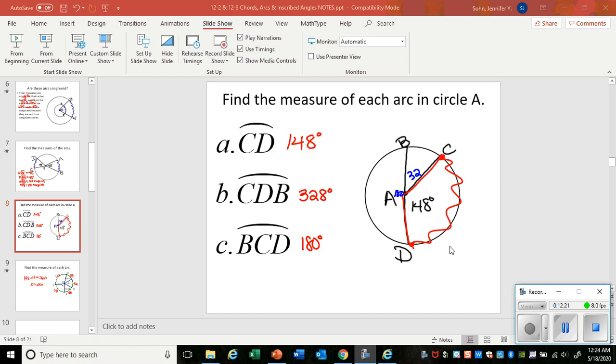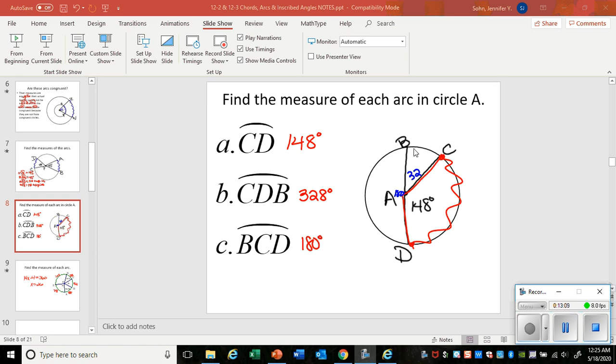Find the measure of each arc in circle A. We always use just one center point when we name the circle. Arc CD: if they ask you to find the measure, we're talking about the angles inside. So this right here is 148. Now, what is the measure of arc CDB? So you're going to do 148 plus, let's say this is a straight line. A straight line always has 180. So 180 plus 148 is 328. Now, a complete circle is 360, so it cannot be more than 360.